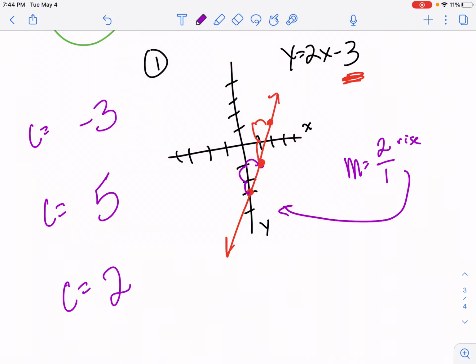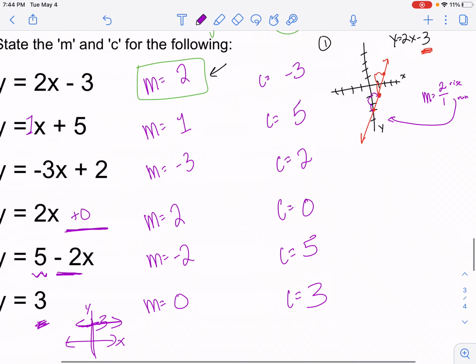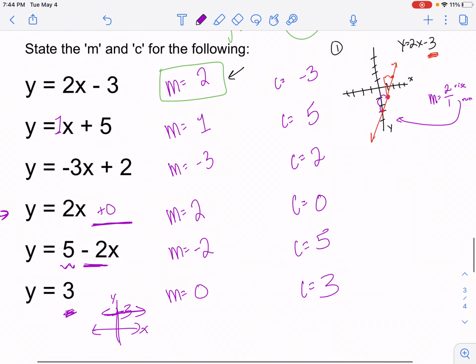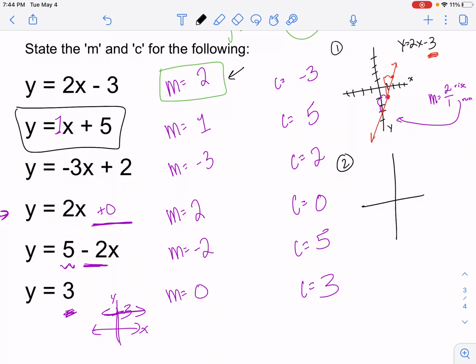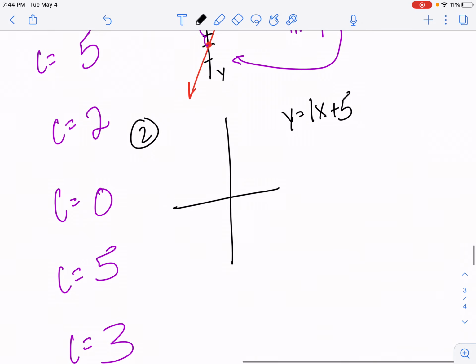Okay, so hopefully this is coming back slightly. Rise over run. Okay, maybe we'll do one more quick one, just so you know what to do in a moment when you start your activity. Let's do the second one. I'm going back to this one here. So y equals 1x plus 5. How am I going to graph that?